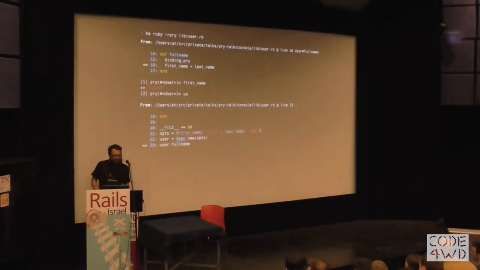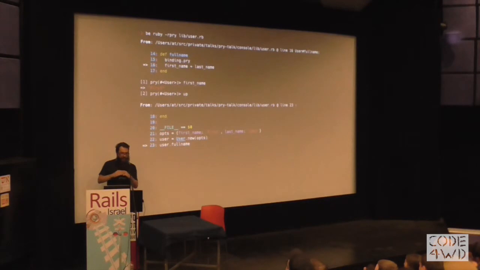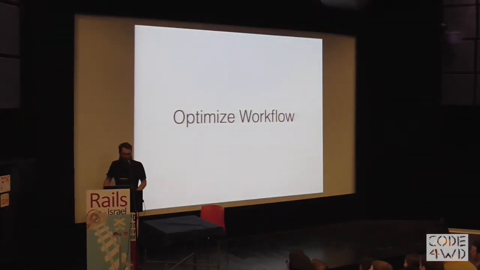So this is basically how a debugger looks like. I guess it's not really a big new thing for you, but you can really nicely see, I just stopped here, I can print out the name, and "up" basically allows me to go one level up to see where it's actually called. And in this case, user.fullname. So pretty much optimize your workflow.